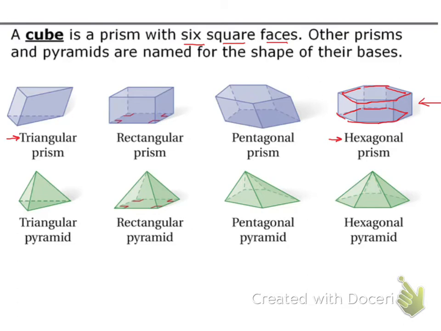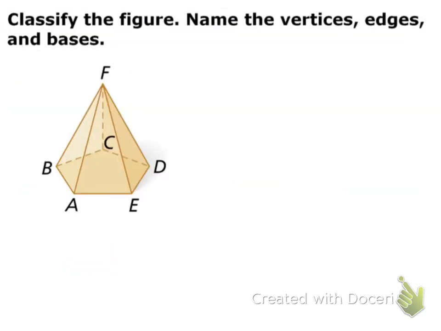Okay. All of these have 2 bases. Okay. Our pyramids only have one base, and that base is how we name it. So a triangular pyramid, a rectangular pyramid, a pentagonal pyramid, and so on. So if we were classifying this picture, I would look at the base.